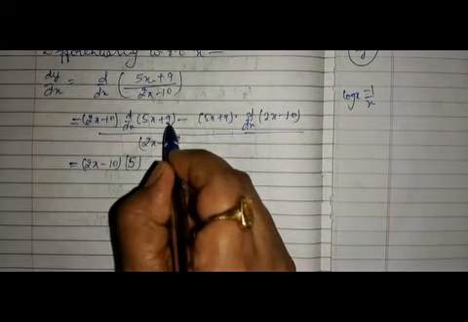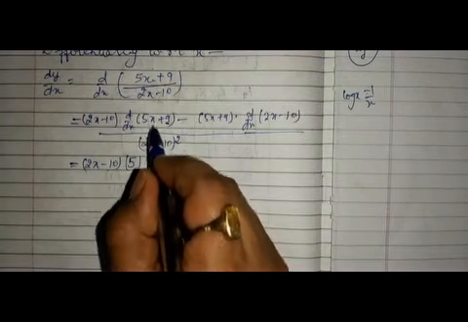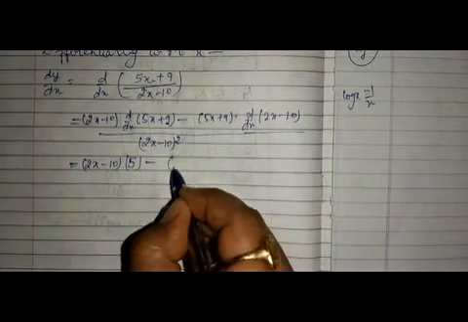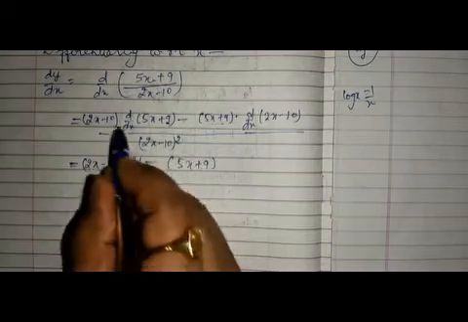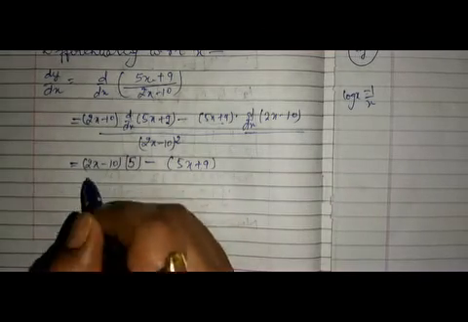Its derivative is 0. We are not writing it. The derivative of 5x is 5, minus (5x plus 9). I have just copied this one, and similarly I have copied here also.